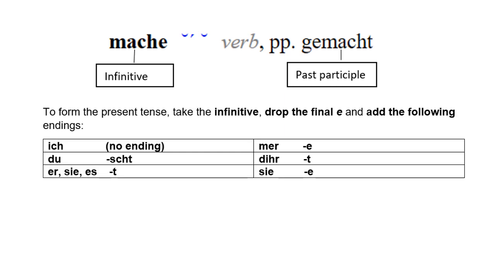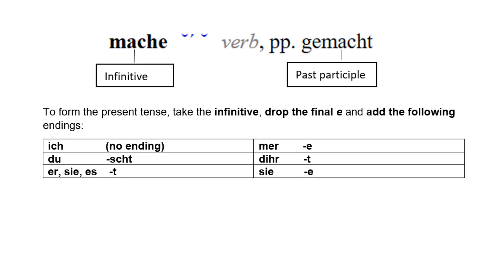Now, to form the present tense, we take the infinitive, in this case, mache. We drop that final e, producing mach, and then we add the following endings. The endings depend on the pronoun involved, whether it's an I or a you. So if it's ich, we don't add anything at all. It would be ich mach. If it's du, we add a st.